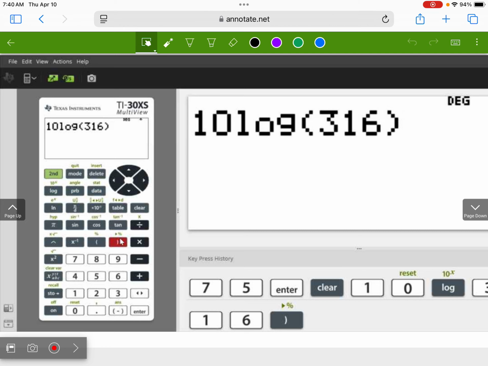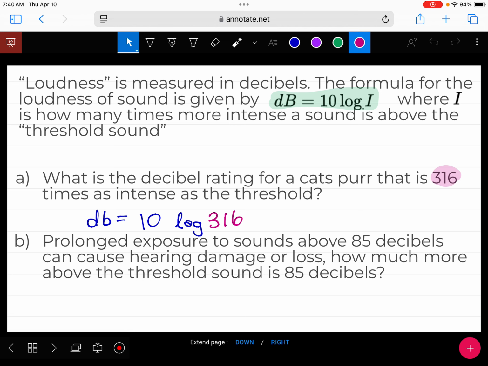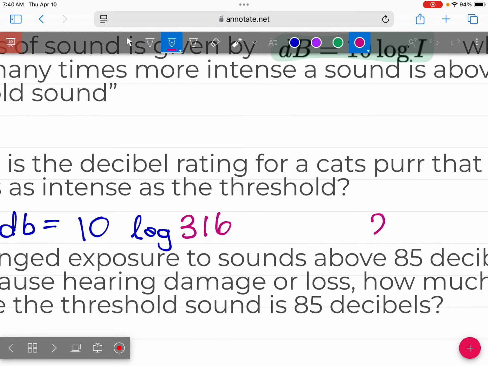It says to round to the nearest whole number. Yep, nearest whole number. So what are we going to have? 25. So the cat's purr is registering at 25 decibels.